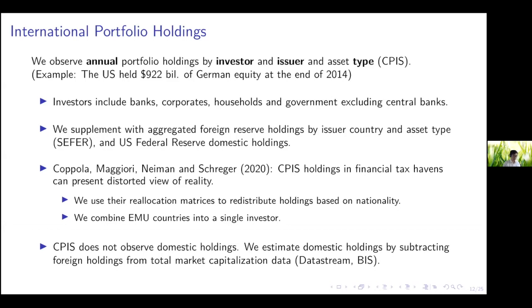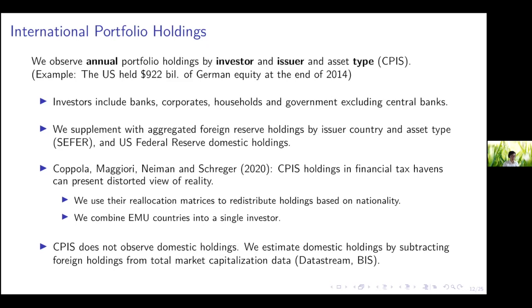Now, there are also two other challenges with using CPIS that I want to briefly mention. One, Coppola, Maggiore, Neiman, and Schreger have shown essentially that a lot of the CPIS holdings are going to be in tax havens. So if you just take the raw CPIS, these financial holdings in tax havens can present a pretty distorted view of reality. A concrete example: a lot of times you're going to see the US investing in the Cayman Islands, but in reality that's really an investment in Brazil. So we want to think about the investor as having in mind the US investing in Brazil, and not the US investing in the Cayman Islands.